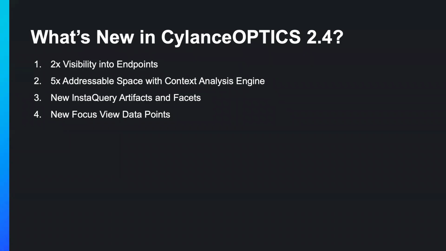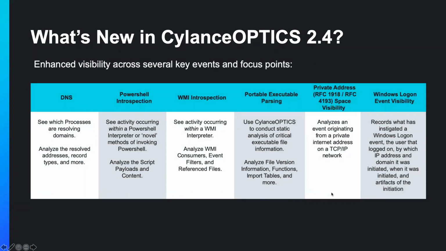These new artifacts and facets, or these new pieces of data, are all exposed via InstaQuery, and they also present themselves into focus view. So what are these new data points and what can you expect to see out of them? The first big one that we added in is DNS visibility. This allows you to see which processes are resolving domains and then analyze the resolved addresses, the resolved record types, and more. This is really interesting because it does not just allow for you to see what web browsers are doing, but this allows you to see any process that is resolving DNS requests or making DNS requests.